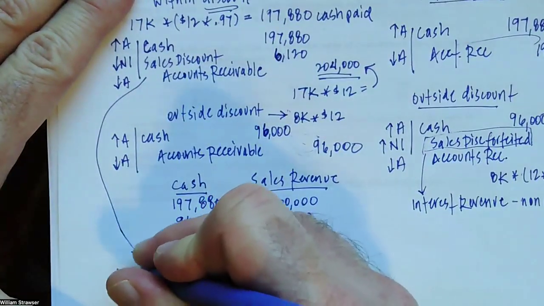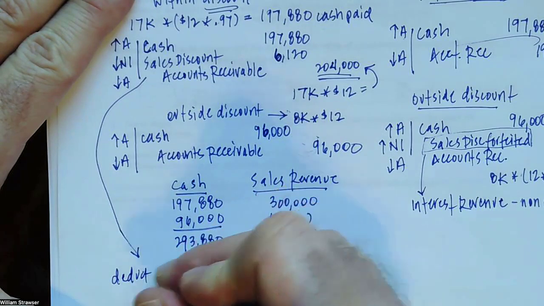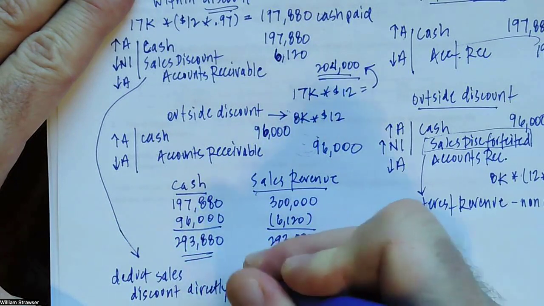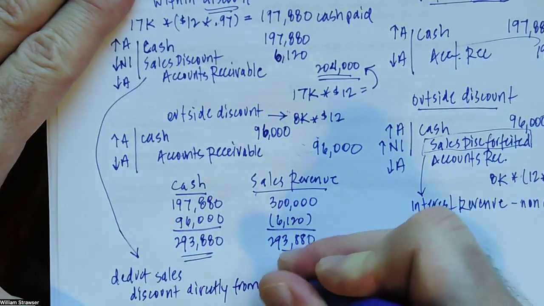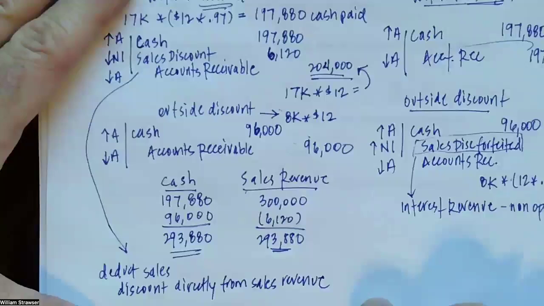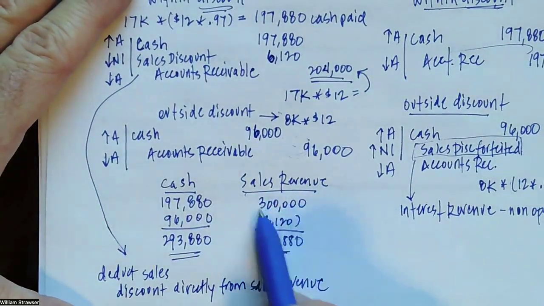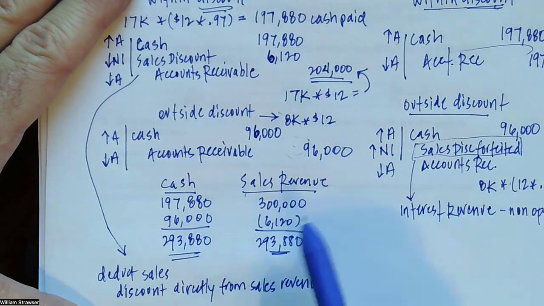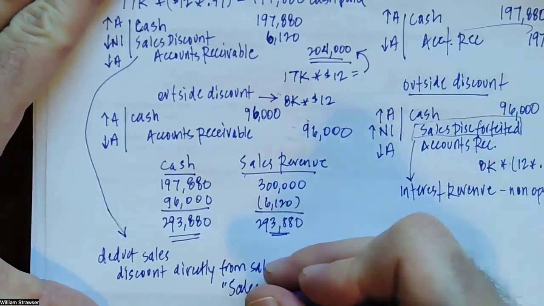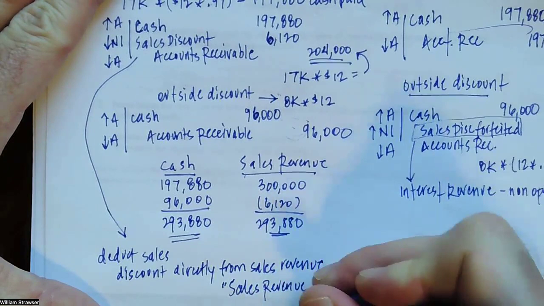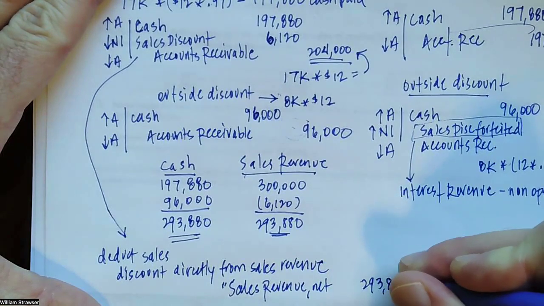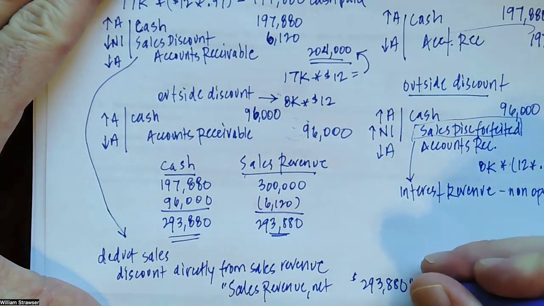We deduct sales discounts directly from sales revenue. So rather than even seeing $300,000 reported as sales revenue on an income statement, we would see sales revenue net, and that amount being listed at $293,880. Okay.